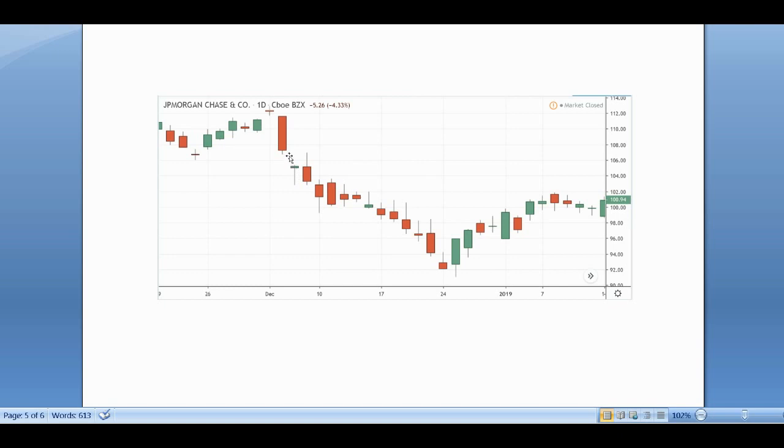Another sizable gap down. Still day 0. Not even starting to count yet. Another, I don't like this red candle. It's too big. So still day 0. I don't like this one. Still day 0. Not comfortable yet.